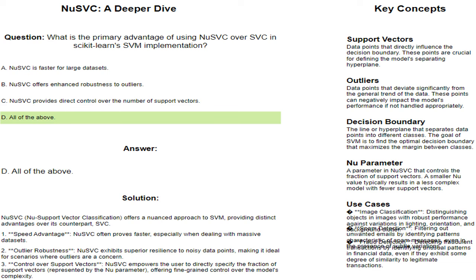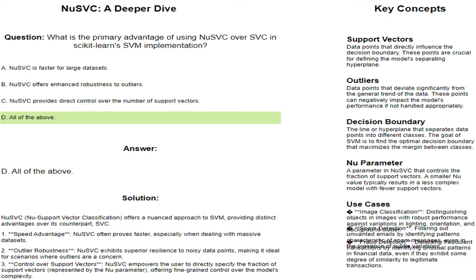Its flexibility and ability to handle complex datasets make it suitable for a wide range of applications. Use case: image classification. Imagine an application that automatically identifies objects in images like cars, pedestrians, or traffic signs.